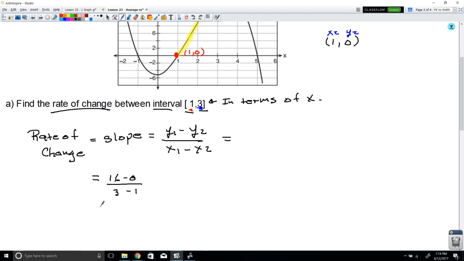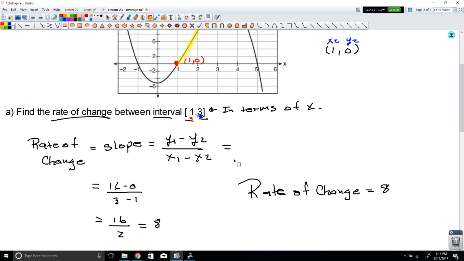Okay, so now let's just simplify this. 16 minus 0, well, that's 16. 3 minus 1, so that's 2. And 16 divided by 2, so that's 8. So this means that the rate of change is equal to 8. Usually you should have some kind of units here, but they're not giving us any units in this problem. So let's just keep it as this. The rate of change is equal to 8, and that's about it.